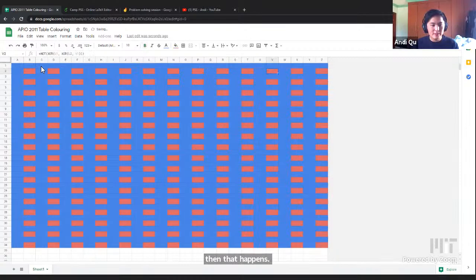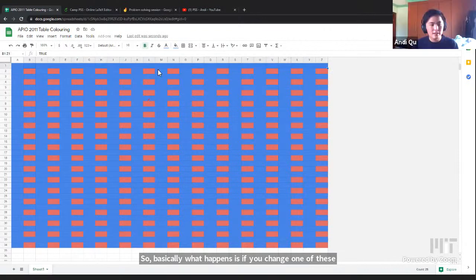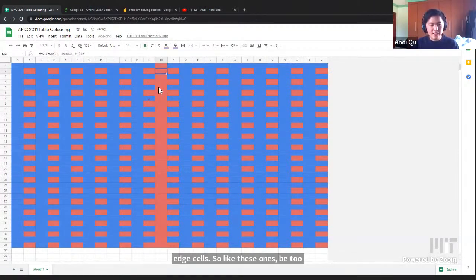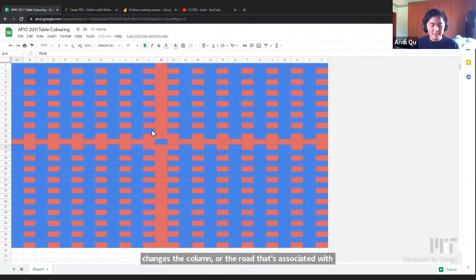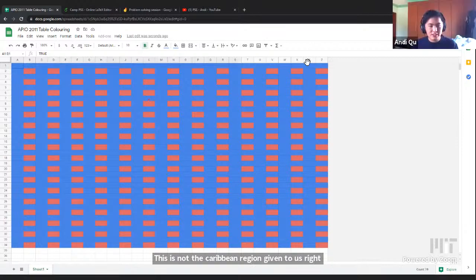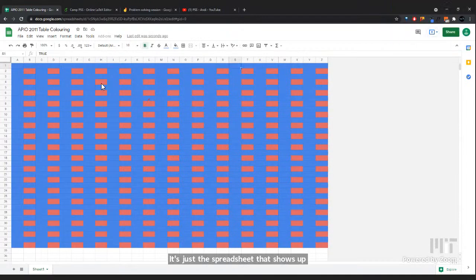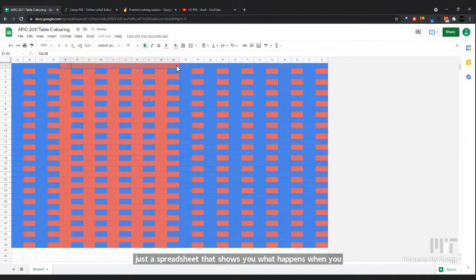So basically what happens is if you change one of these edge cells, like these ones, B to Z, then it changes the column or the row that it's associated with, and it changes nothing else. But this is not the curling original given to us, right? It's not. It's just a spreadsheet that shows you what happens when you change these cells. So say you make this one red and these red, then it changes like that.